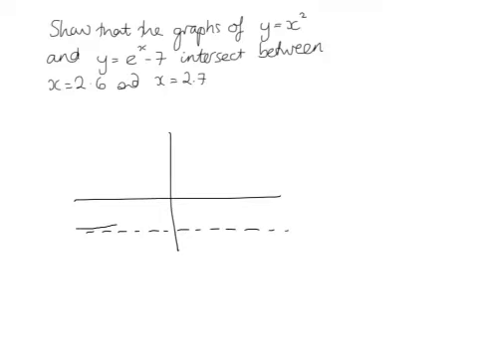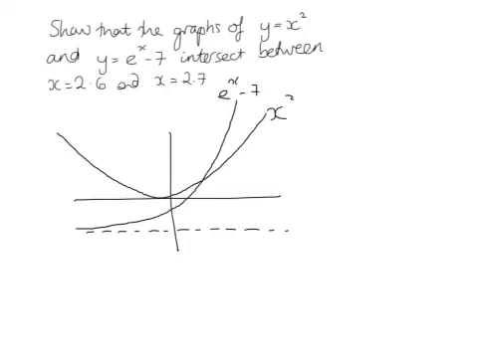And it goes up quite slowly, and then it gets steeper and steeper, like this. And then we've got another graph, x squared, which is quite shallow really. It does this, and then goes off. I'm not drawing it brilliantly, but you get the idea. E to the x minus 7. So, there it is, that's the intersection point. And according to this question, the intersection point is somewhere between 2.6 and 2.7.